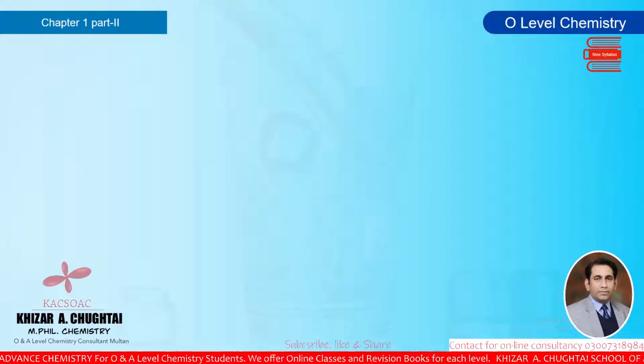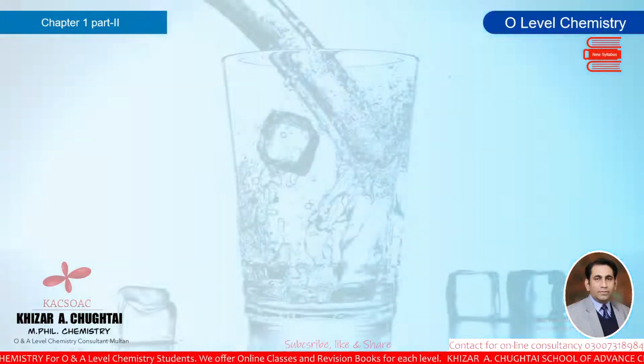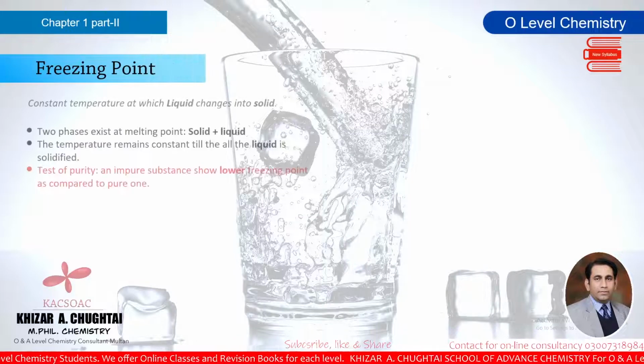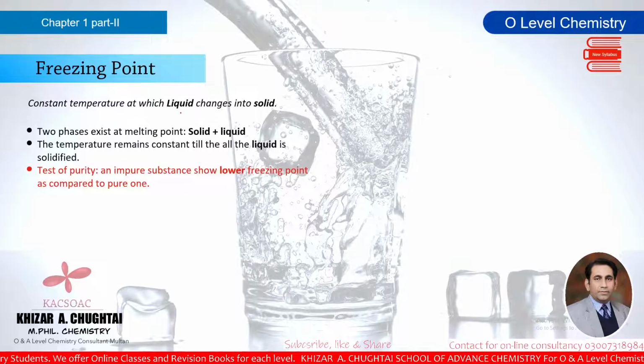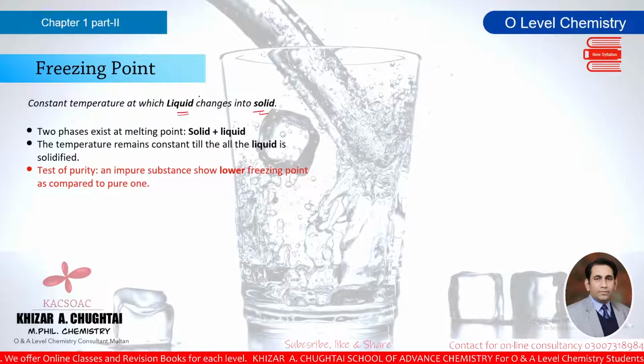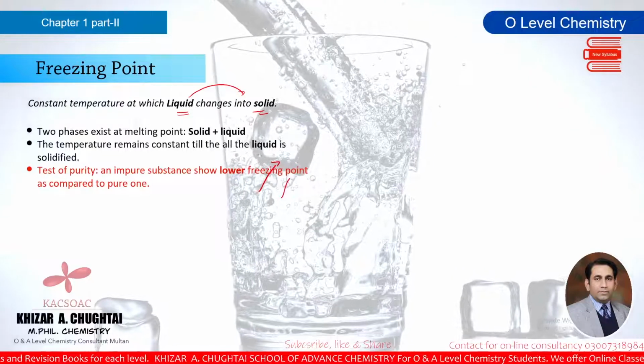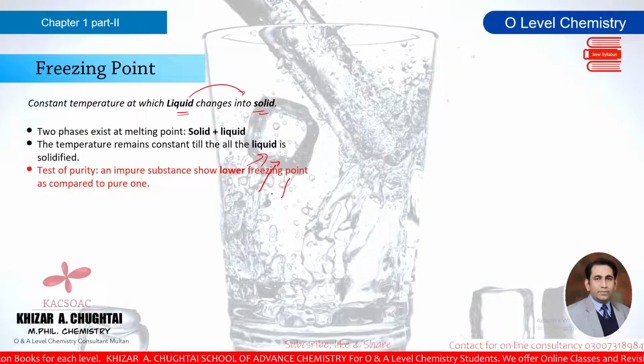Now come towards the freezing point. That is the reverse of melting point. What is the freezing point? A constant temperature at which liquid changes into the solid state. When liquid changes back into the solid state, this stage is said to be the freezing point.